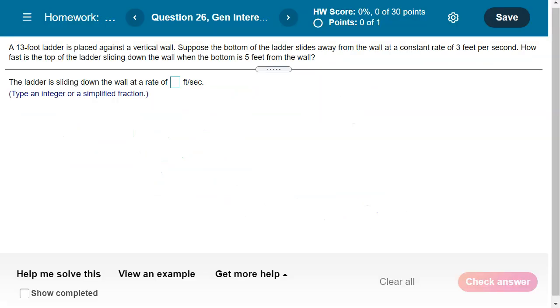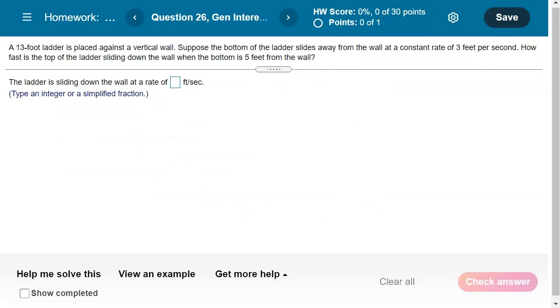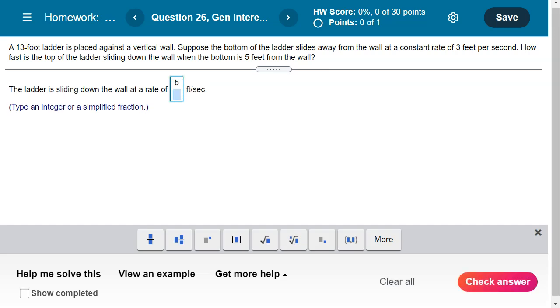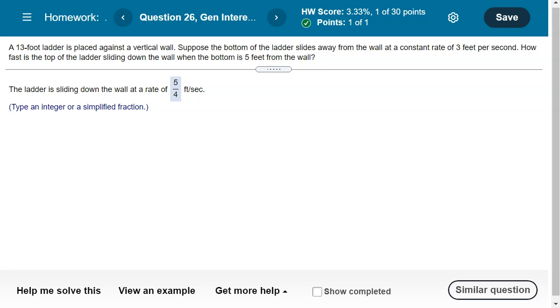Let's type in the answer. The ladder is sliding down the wall. Since it's already saying down, I'm not going to put the negative sign, so I'm just going to say 5 over 4. Let's check the answer. All right, got that.